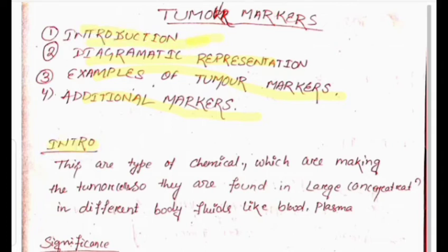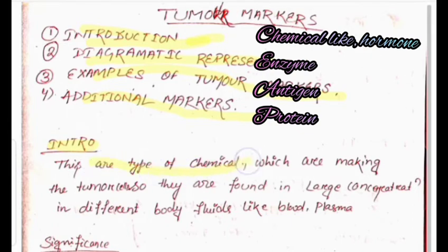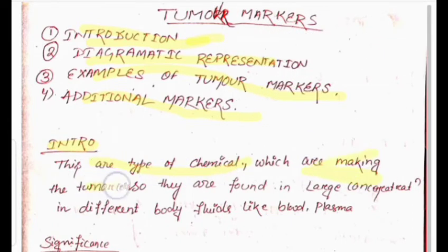So what is its definition? It is a type of chemical. Tumor marker is nothing but a chemical made by the tumor. As they are made by the tumor cell, during the cancer or tumor period they are found in a large concentration in different body fluids like blood, plasma, serum, etc. So that is its definition.